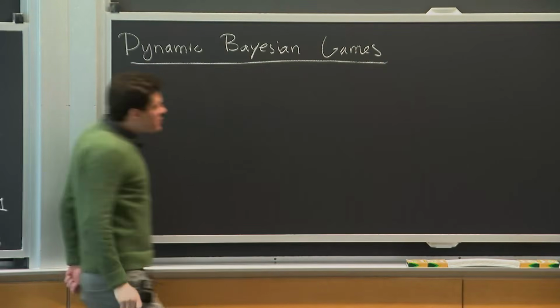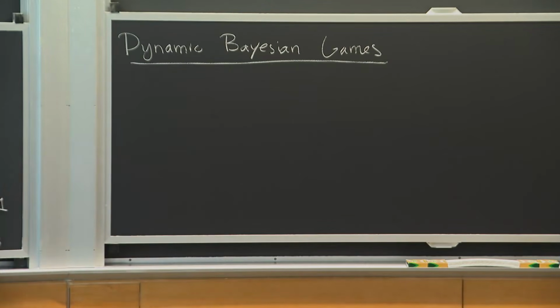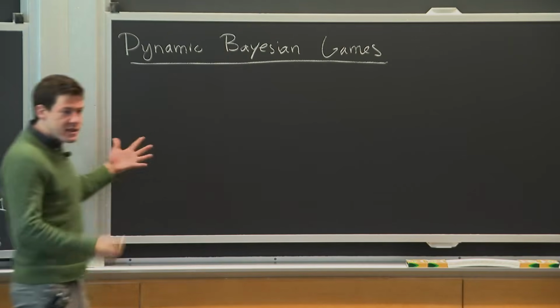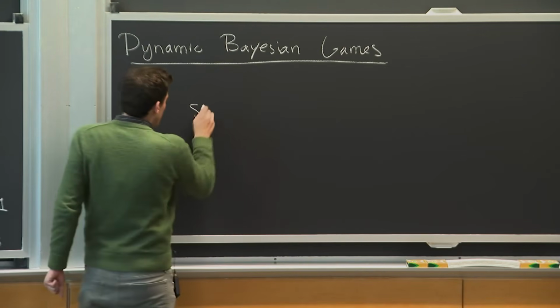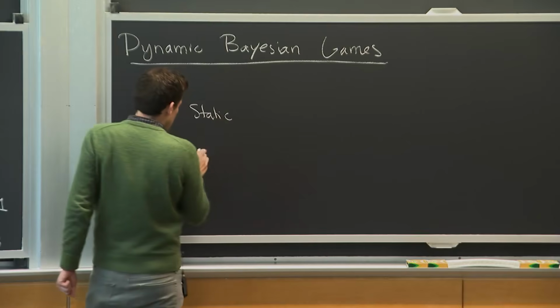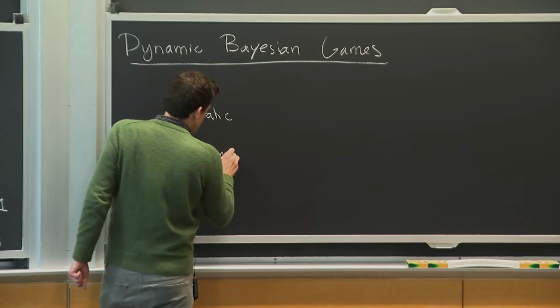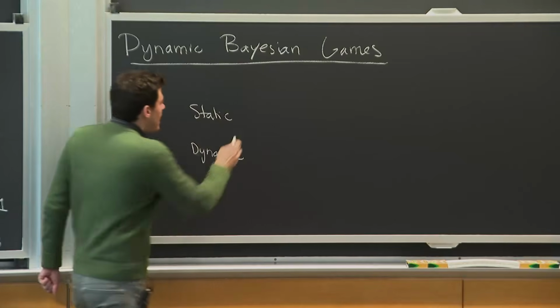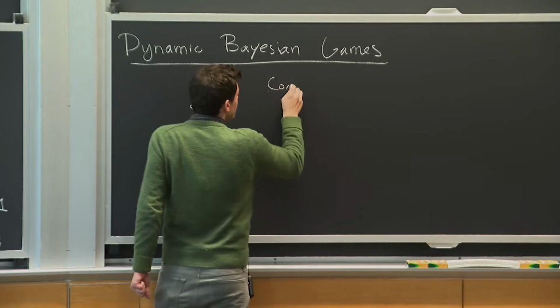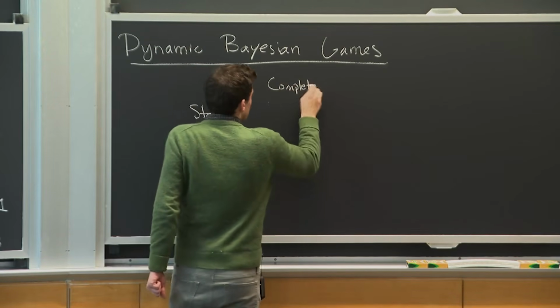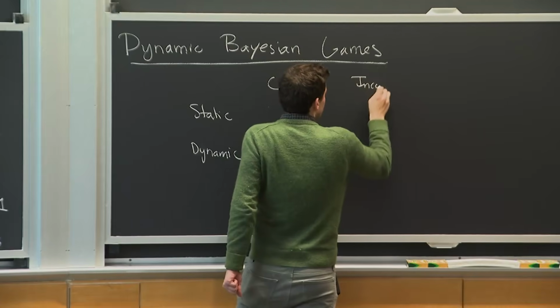And I think it's kind of good at this point to pause and see where we've come. So we can think of the course as organized into 4 parts. We have looked at static games and dynamic games. And we've also looked at games of complete information and games of incomplete information.